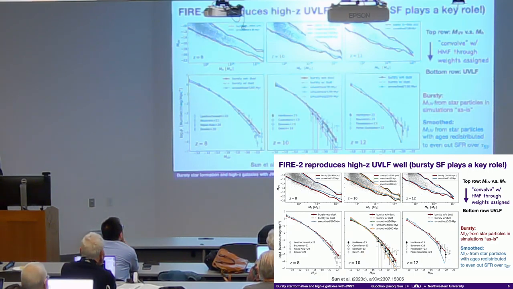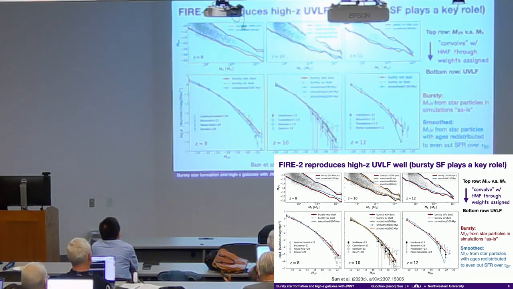So if you compare our simulation predictions with observations, and also the bursty case versus the smooth case, we have two major findings. First of all, our simulations, without any fine-tuning of the star formation efficiency, cosmology, or the IMF, can actually pretty well reproduce the observations, at least within this redshift range, from redshift 8 to 12, which is motivated by the availability of spec-z measurements. And so this is the first implication.